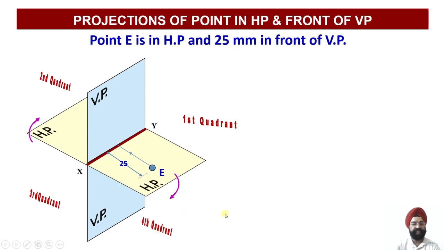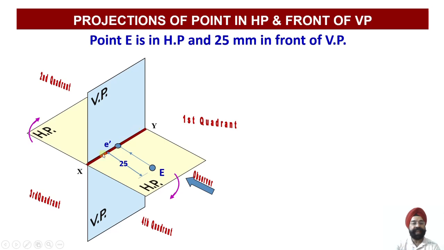Now let us look at this point. Let us draw the projections. Once the observer is looking at this point from the front, what is happening? Since this point is located on HP, its projection, the front view, will be obtained on HP. On HP means on the horizontal reference line.